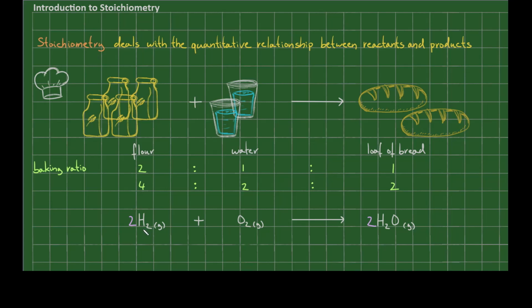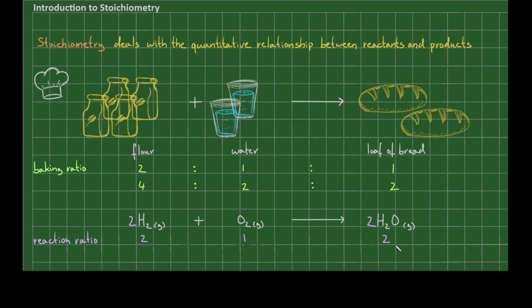Once we have balanced a chemical reaction equation, we have also obtained its reaction ratio. And in this case, it would be 2 molecules of molecular hydrogen, 1 molecule of molecular oxygen will give 2 molecules of water. The reaction ratio is 2 is to 1 is to 2.